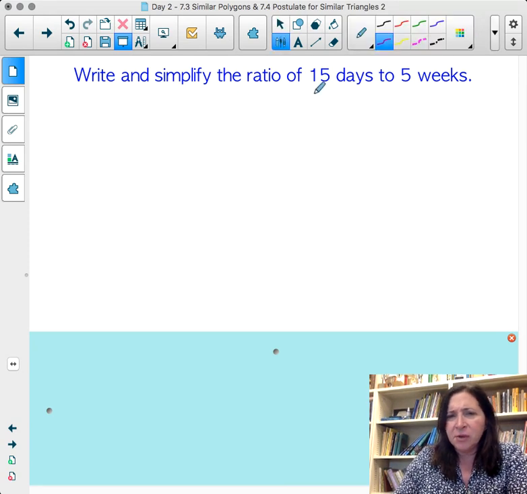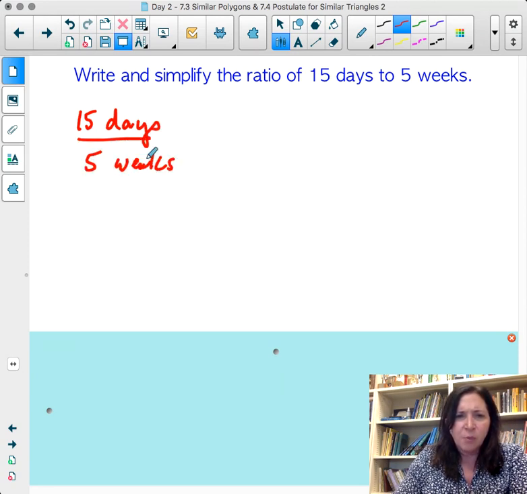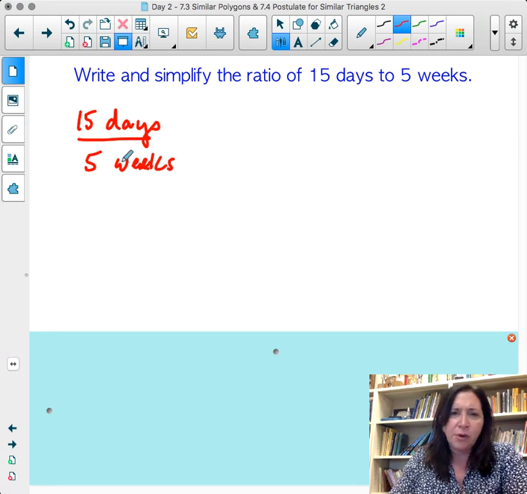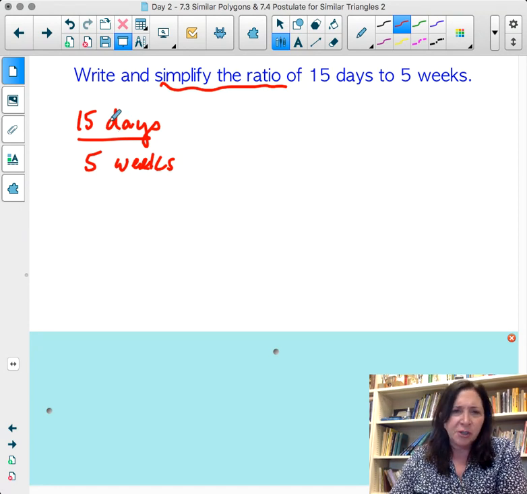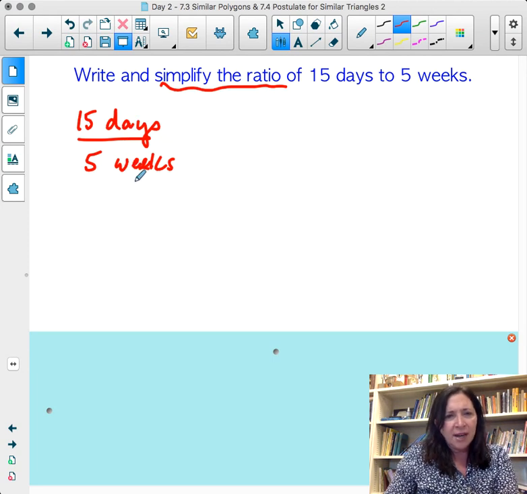Write and simplify a ratio of 15 days to 5 weeks. We did something like this a couple days ago, but the most important thing is this. If I'm writing 15 days to 5 weeks, one of the most important things is that in order for me to simplify any ratio, you have to have the same units of measurement. And so obviously days and weeks are not the same. They're not equal. So don't start canceling 15 into 5. You can't do that because in order to cancel anything or divide anything out, you have to have the same value. So I'm going to actually take 5 weeks and change that into days.